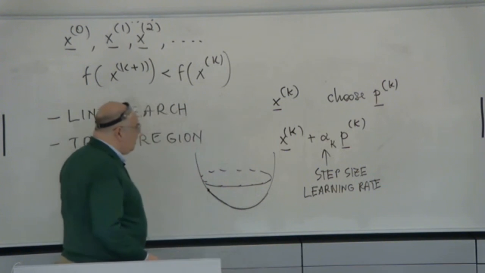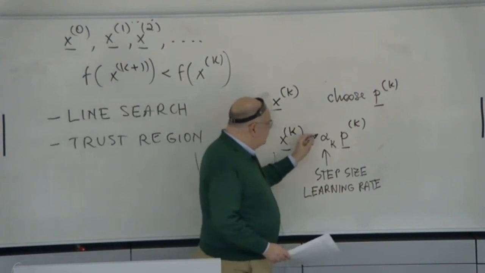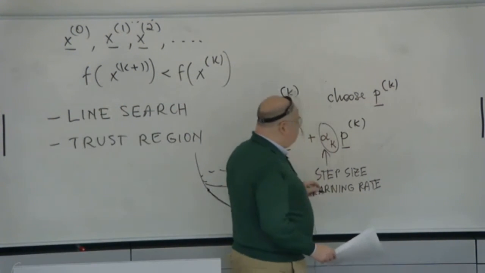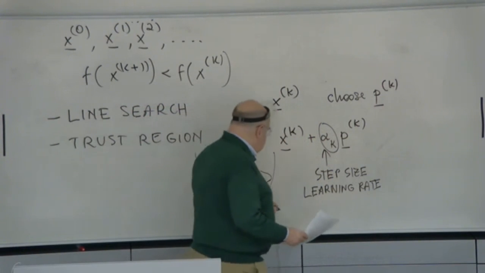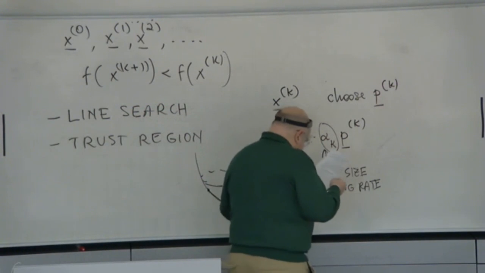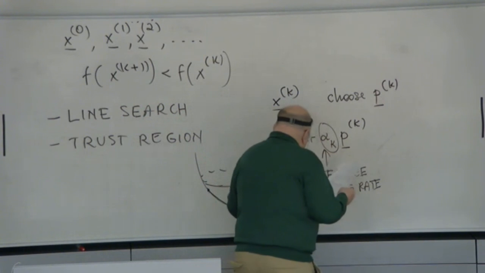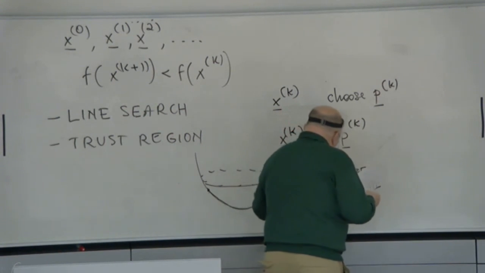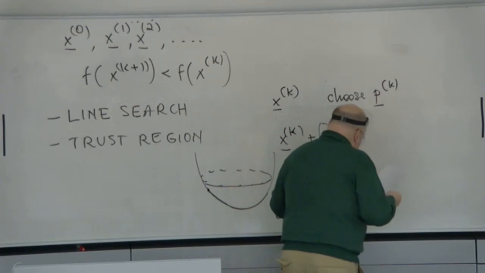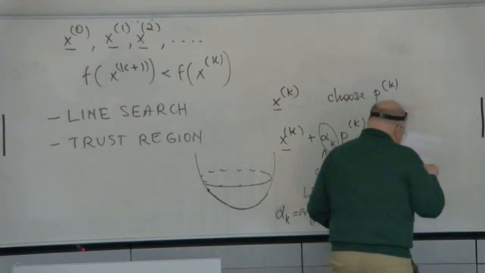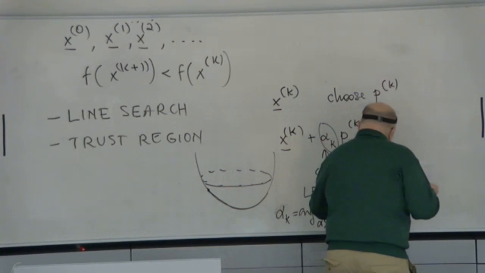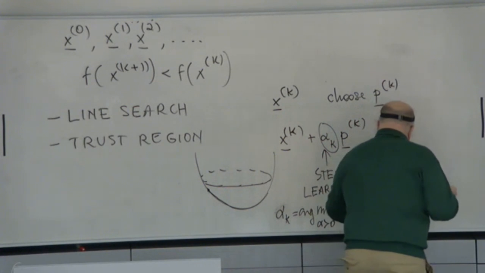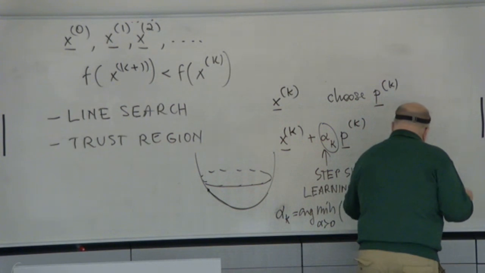So you need a method to choose alpha k in the proper way. And the obvious method would be to choose alpha k as the arg min, for alpha positive, of f of xk plus alpha pk.